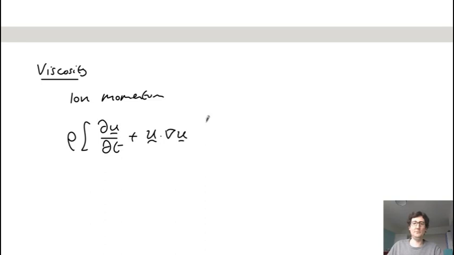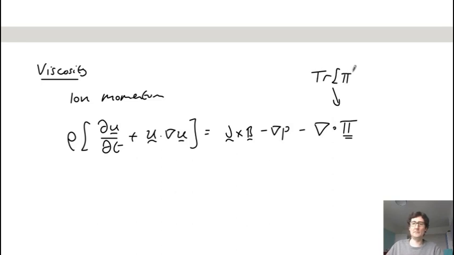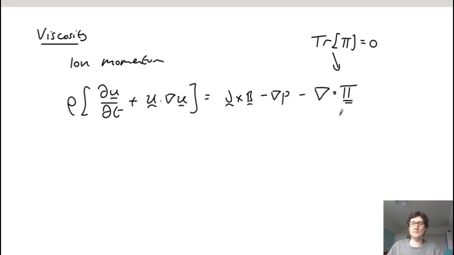This u is the fluid velocity, remember? And then here we have just J cross B, the pressure. So this is the scalar pressure, and then we have the stress tensor part here. So remember, these two combine together to make the pressure tensor, and so this pi is traceless. So the trace, i.e. the sum of the diagonals of this, is equal to 0, and this is the viscosity, or the stress tensor.